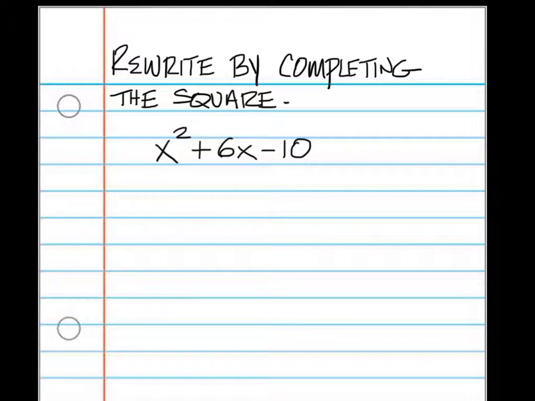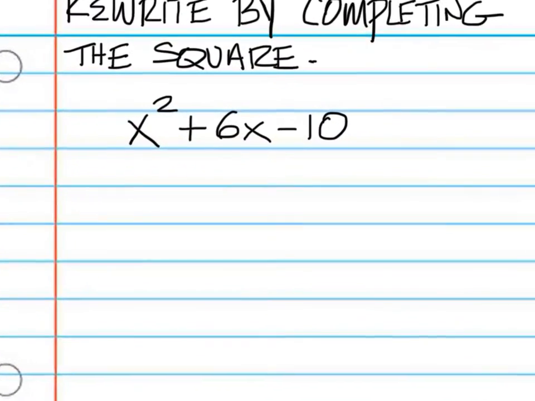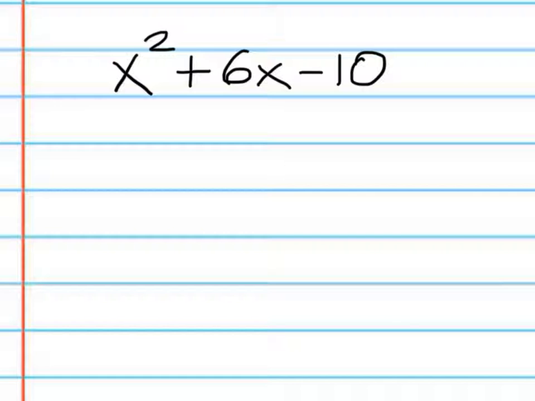Alright, this is the review for the test, which will be on Wednesday when I come back. So from lesson 11, you have to remember how to complete the square to rewrite the expression. So here's the expression: x squared plus 6x minus 10.